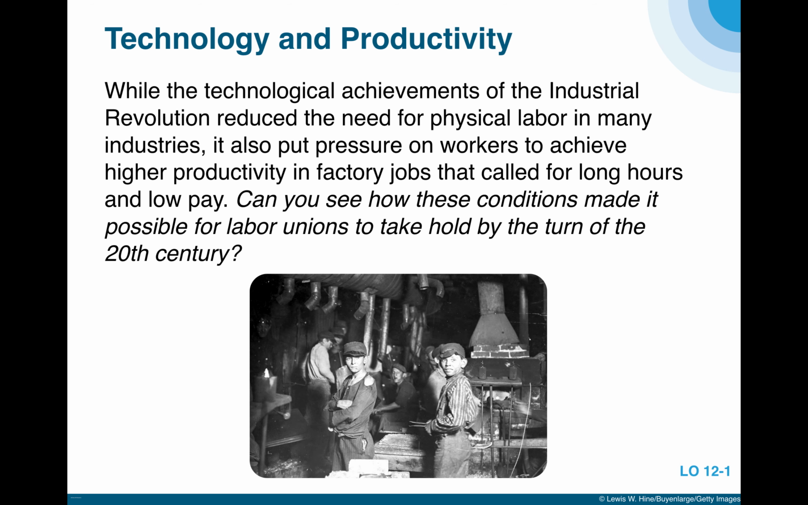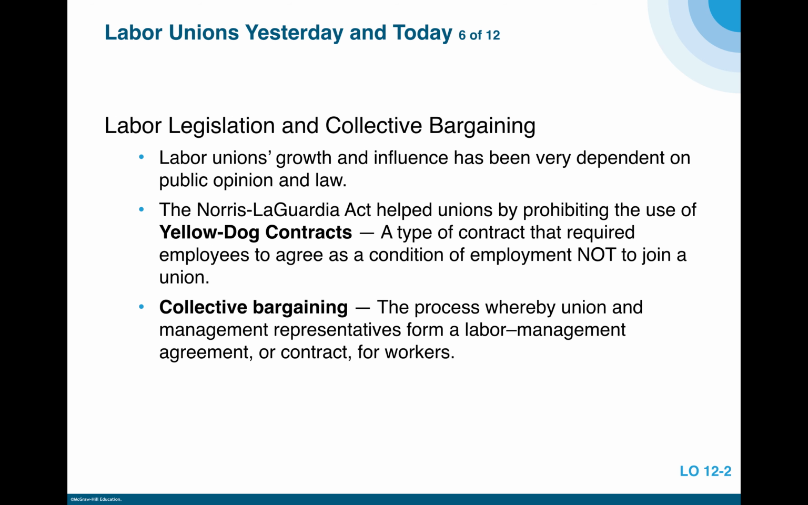Now, labor legislation and collective bargaining. Labor unions' growth and influence is very dependent on public opinion and law. We have the Norris-LaGuardia Act, which helped unions by prohibiting the use of yellow dog contracts. These were contracts that required employees to agree, as a condition of employment, not to join a union. Then there is collective bargaining, the process whereby union and management representatives form a labor management agreement or contract for workers.